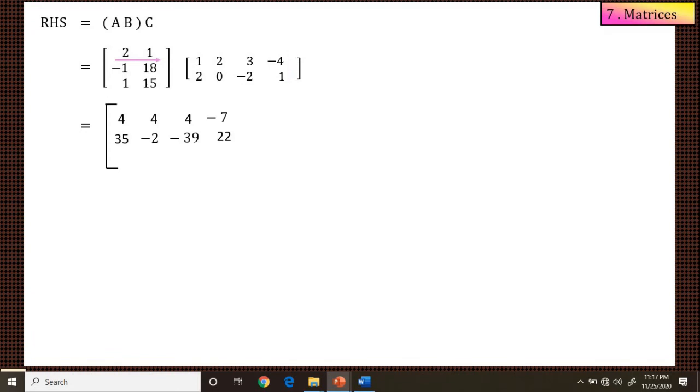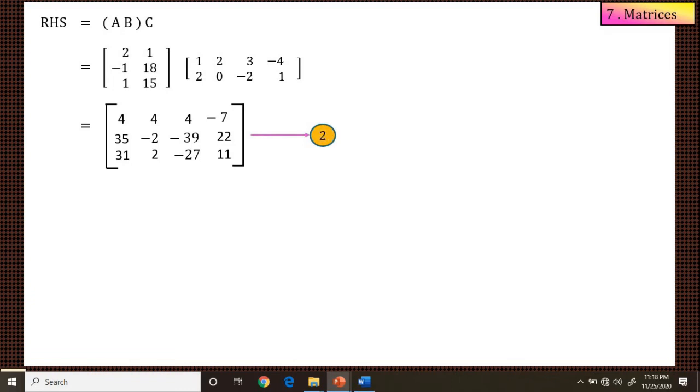Now to get the third row elements, third row elements and first column elements are operated. So then you will get a 31, and with the second column elements if you operate it is a 2, and with the third column elements if you operate you will get minus 27, and with the fourth column elements if you operate you will get 11. So this is now the RHS matrix, that is AB into C. You take this as equation 2.